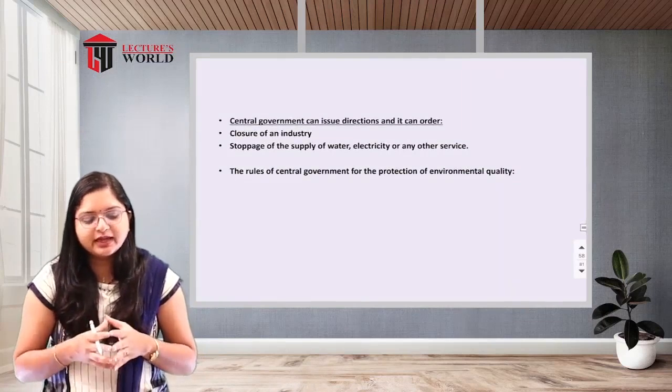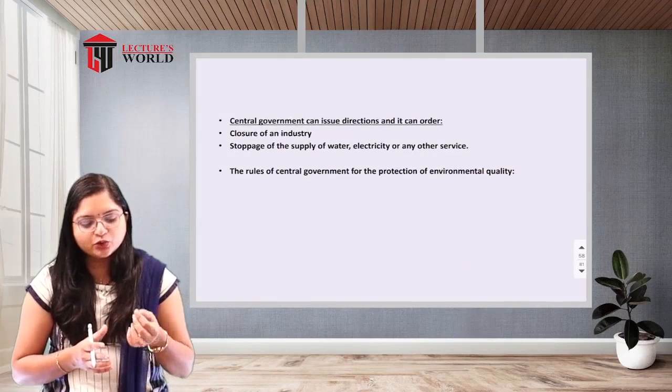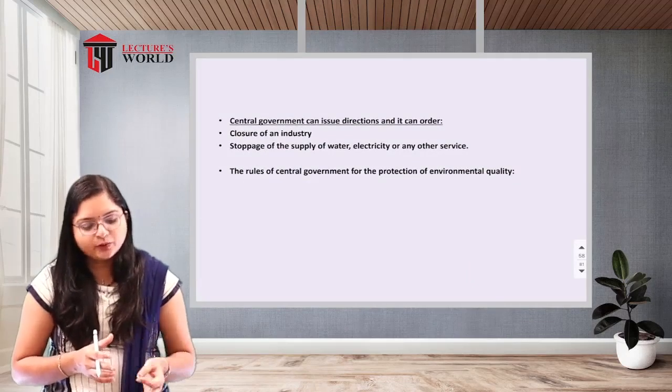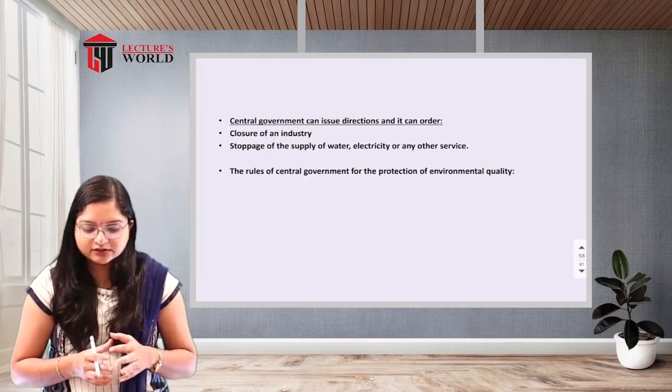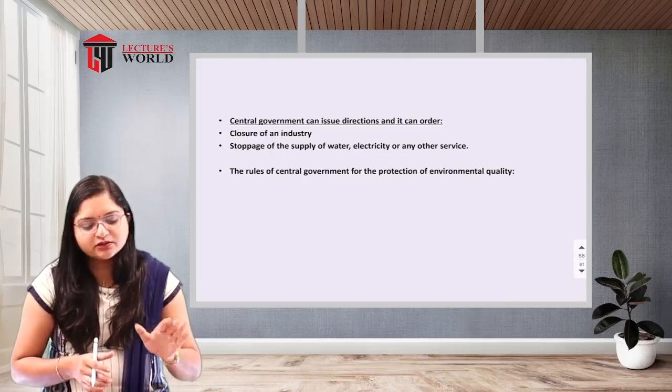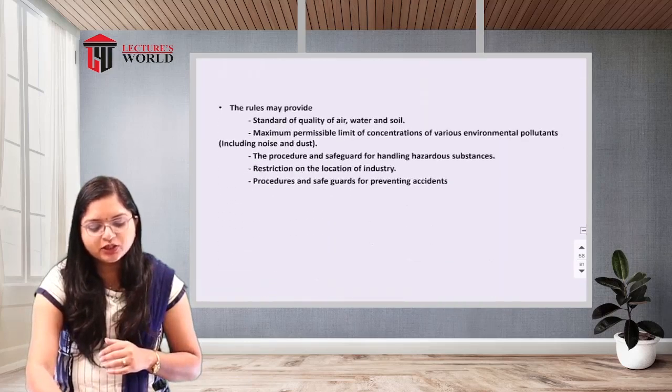Then the central government can issue directions and it can order closure of an industry, stoppage of the supply of water or electricity or any other services. So the rules of the central government for the protection of environmental quality, these are all the rules.